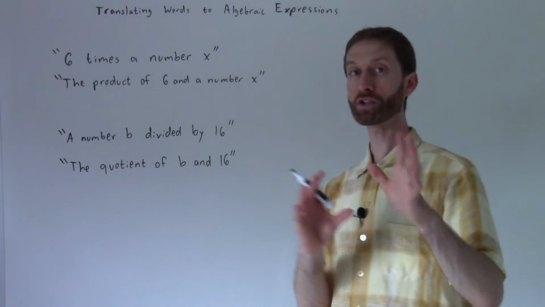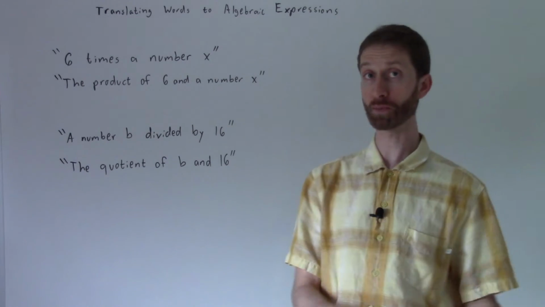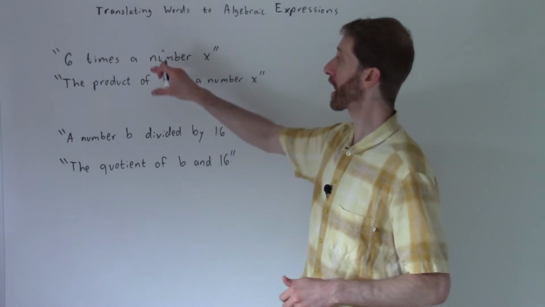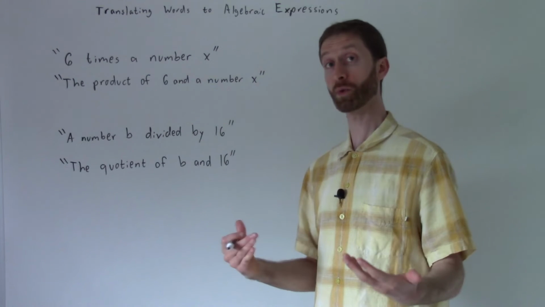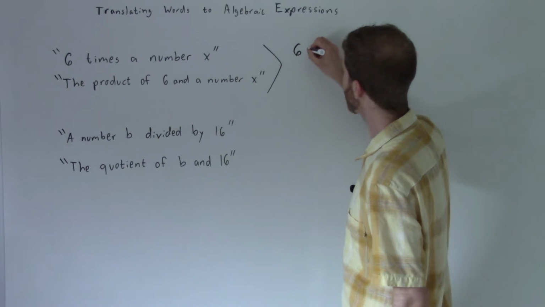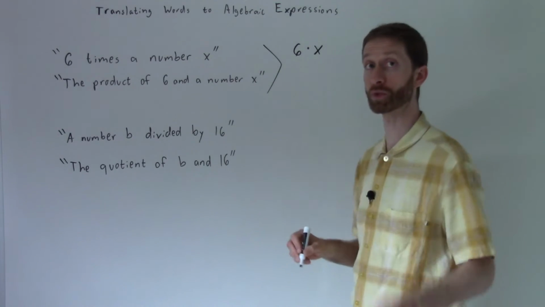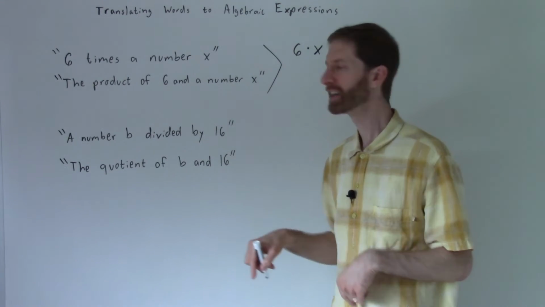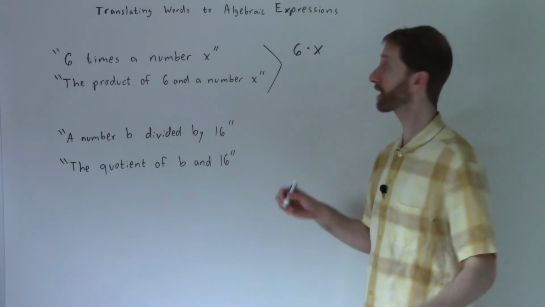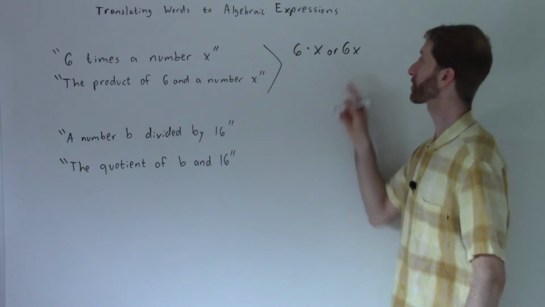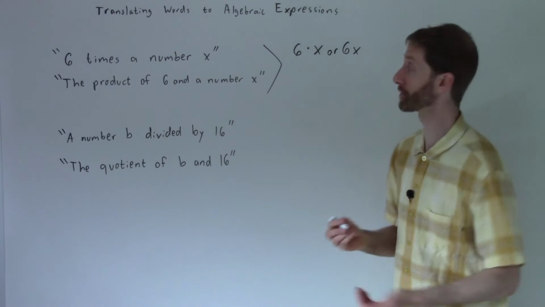And now continuing on by translating some expressions that involve multiplication and division. In this piece right here, we've got 6 times a number X. How do we write that out? Well, we can write that out as 6 times with a dot for multiplication. We no longer use the X because if we do, it looks like you're doing 6 times X times X. So 6 times a number X, or you could write it as 6 with an X right next to the 6. That also means multiplication.